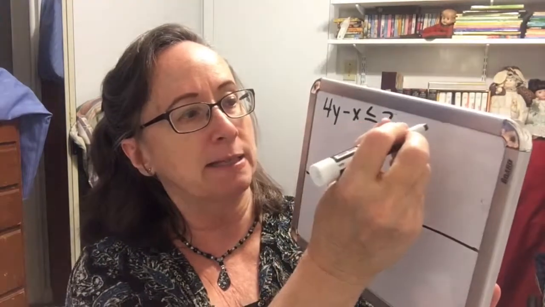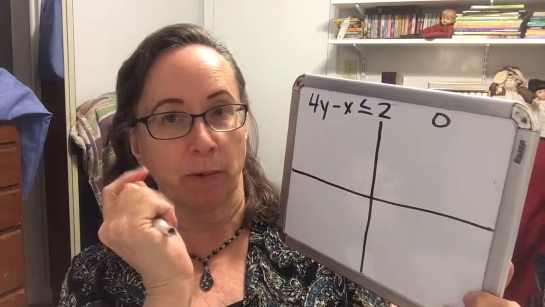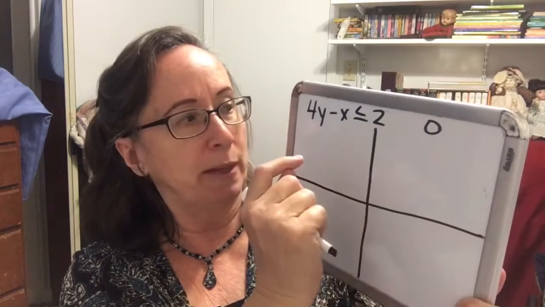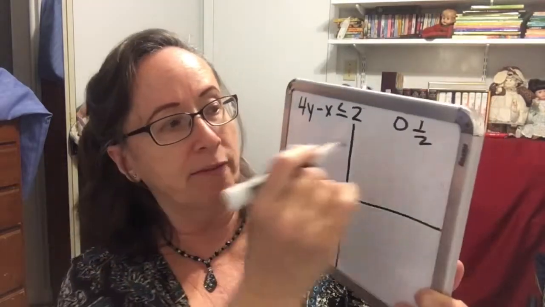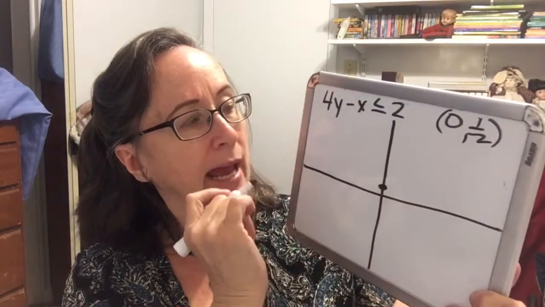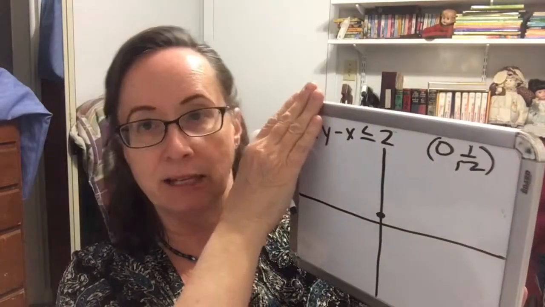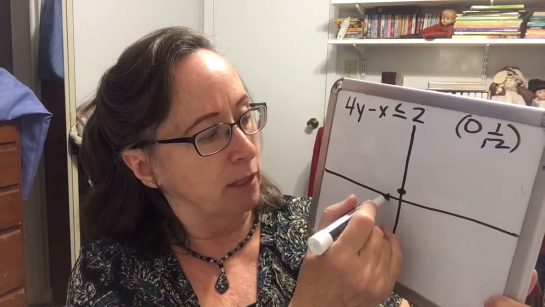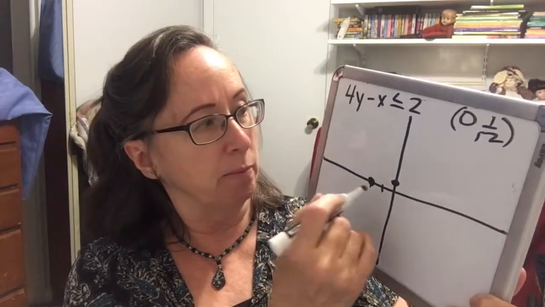So if I let x be 0, then I cover this one up and I get 4y equals 2. Remember, I pretend it's an equals at the start. So 4y equals 2 would mean when I divide both sides by 4 that I get y is 1/2. So (0, 1/2) should be a point. Then I let y be 0, cover up the y, and I get negative x is 2, or x is negative 2. So when x is negative 2, about there, those should be my x and y intercepts.